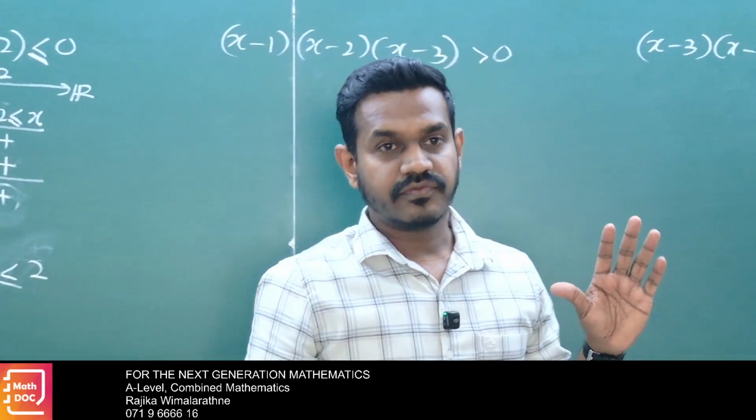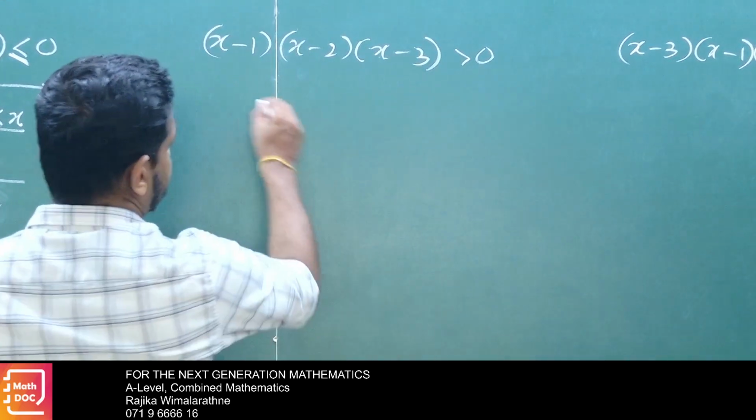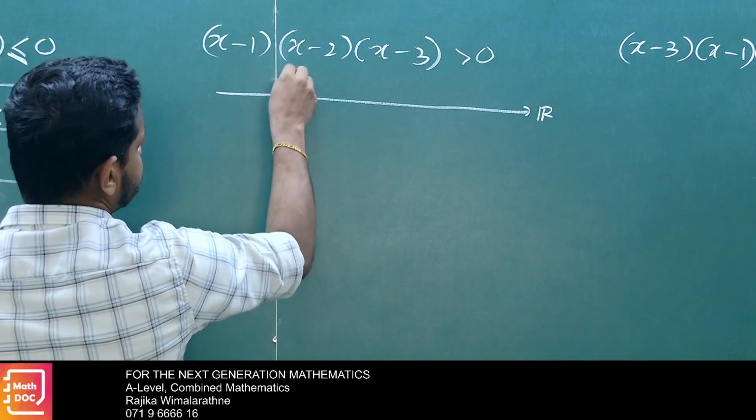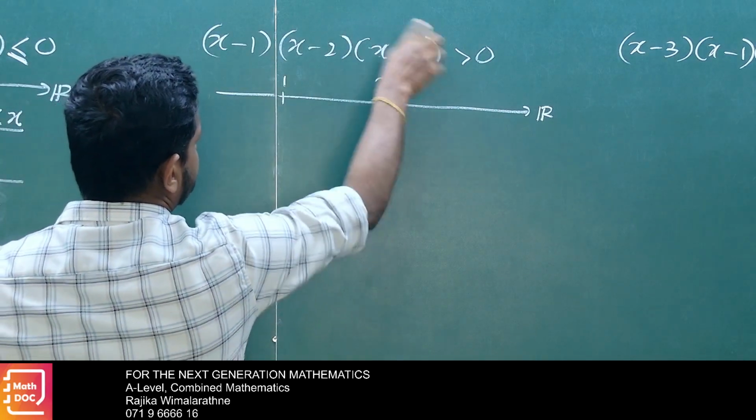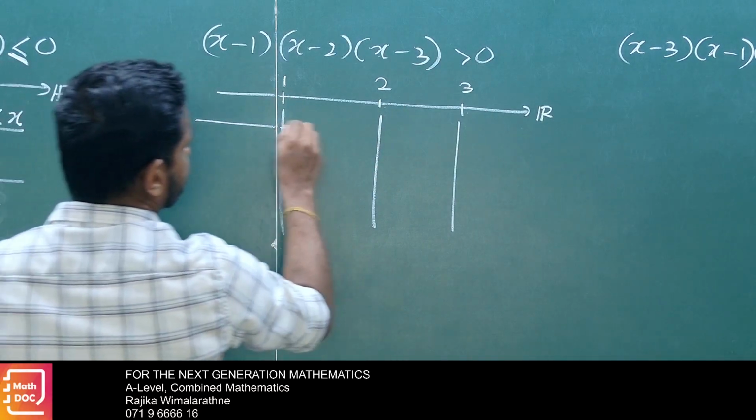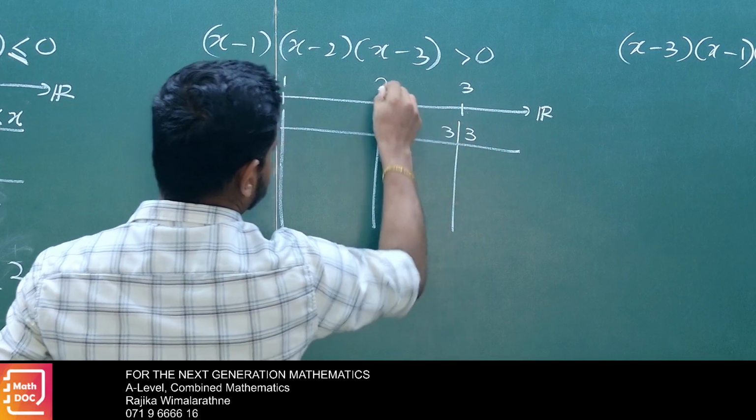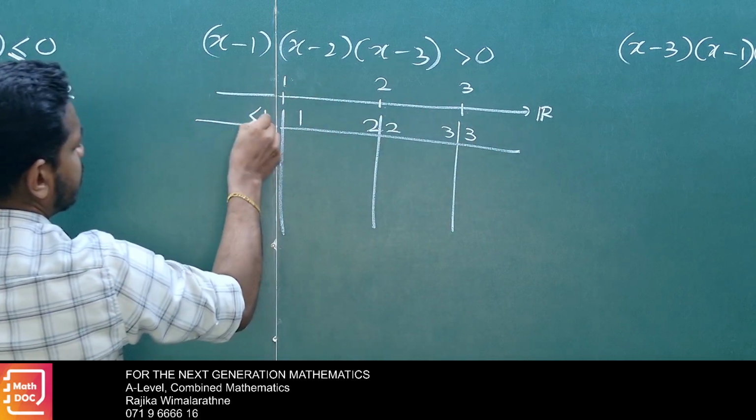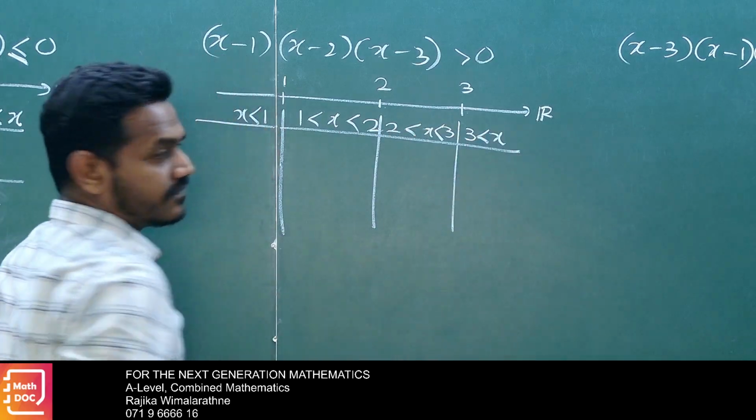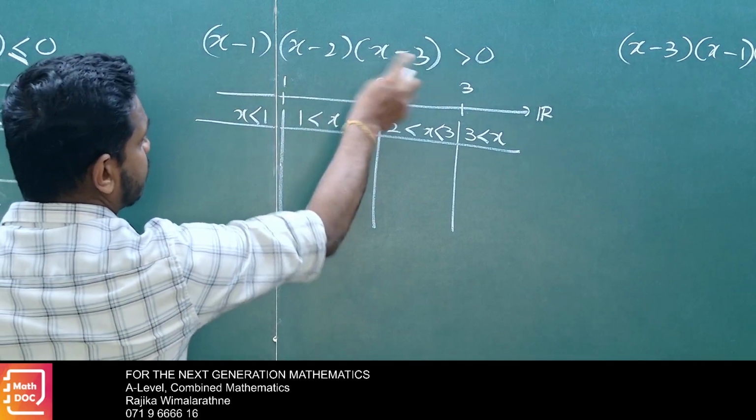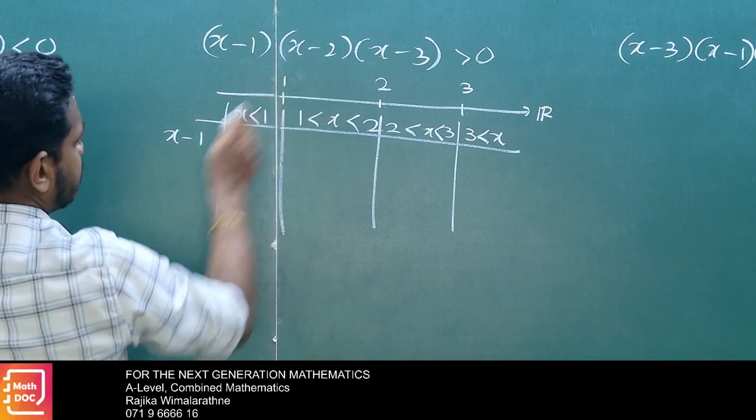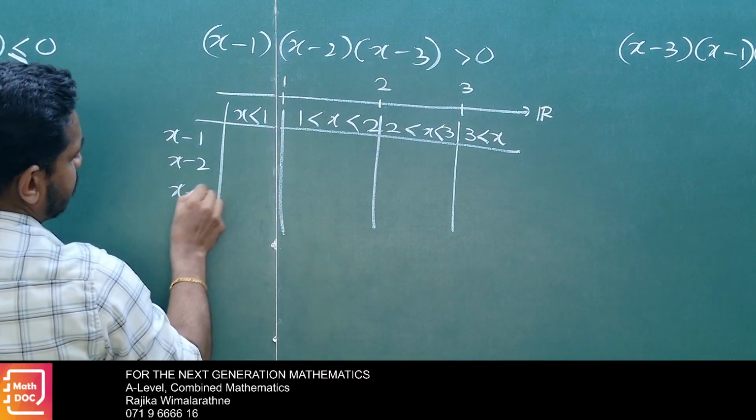See this one. For 3 factors, you sketch the number line: here zero value 1, here zero value 2, here zero value 3. Now get a table. Here 3, 3, 2, 2, 1, 1: less than 1, in between 1 to 2, in between 2 to 3, greater than 3. Now here we have 3 factors. The smallest value is 1, the corresponding one is x minus 1. You start there with x minus 1, here x minus 2, then x minus 3.